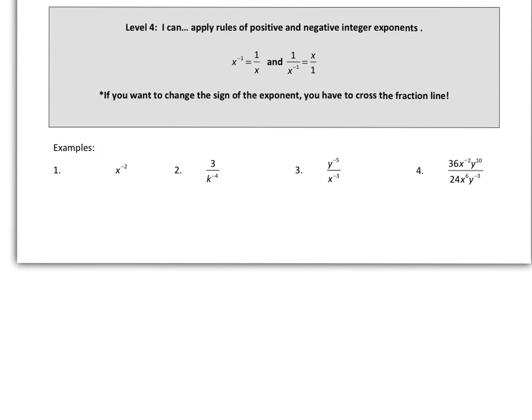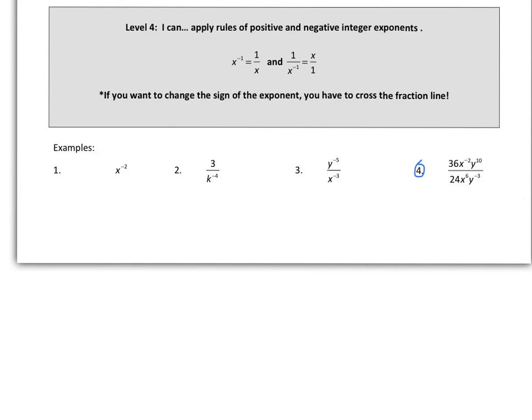Alright, so in level 4, the last rule here is negative exponents, which is a very simple rule, and it's really not that challenging, but it is one that most people struggle with. And so hopefully in this type of problem by itself, you understand what you need to do, and then you're able to apply it, for instance, in number 4 when you have some other things going on.